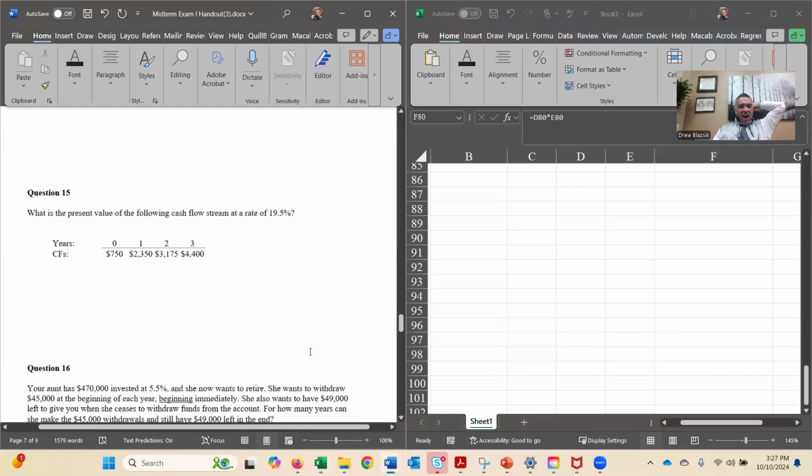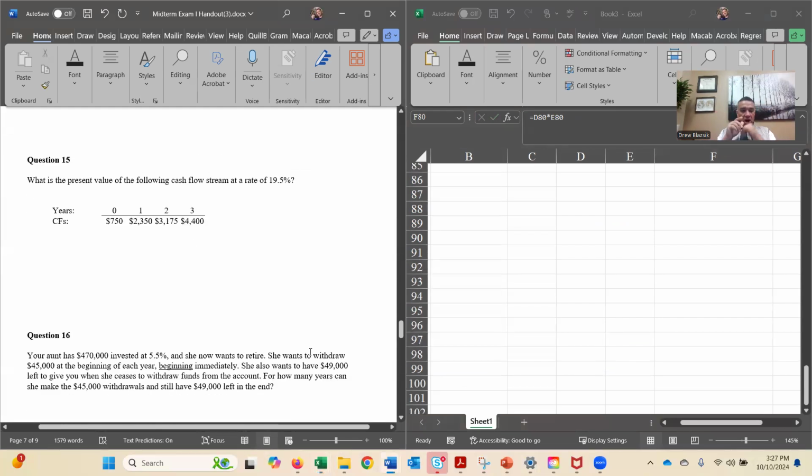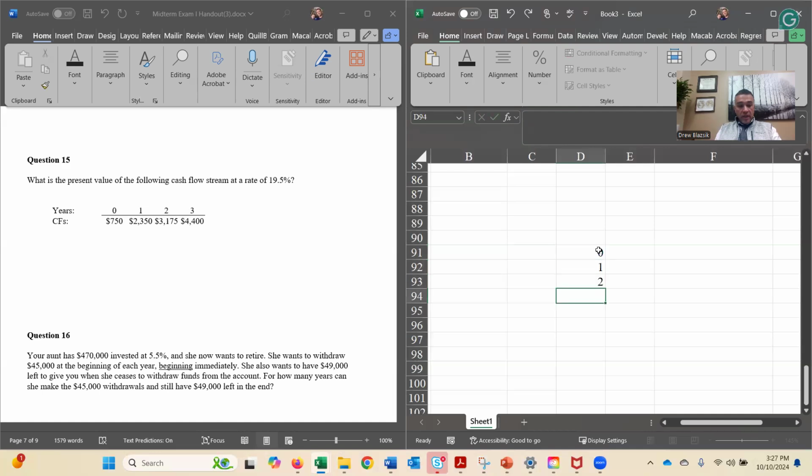Question 15. What is the present value of the following cash flow streams at a rate of 19.5%? How I would attack this problem is do our own timeline. We got 3. I'm going to put the cash flows to the right. We got 750, 2350, 3175, 4400. So what we want to know is what is the present value? A couple ways of doing it. Let's put the interest rate up here, 19.5. Make sure you make it into a percentage or it's going to be incorrect.